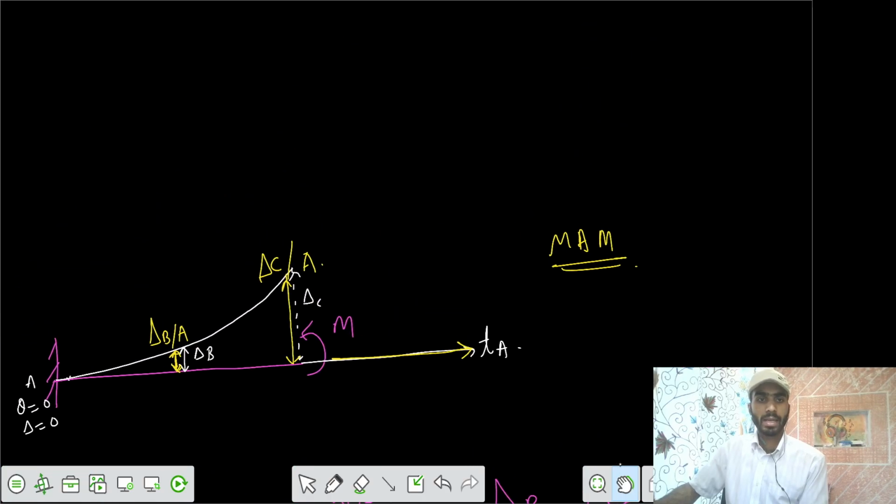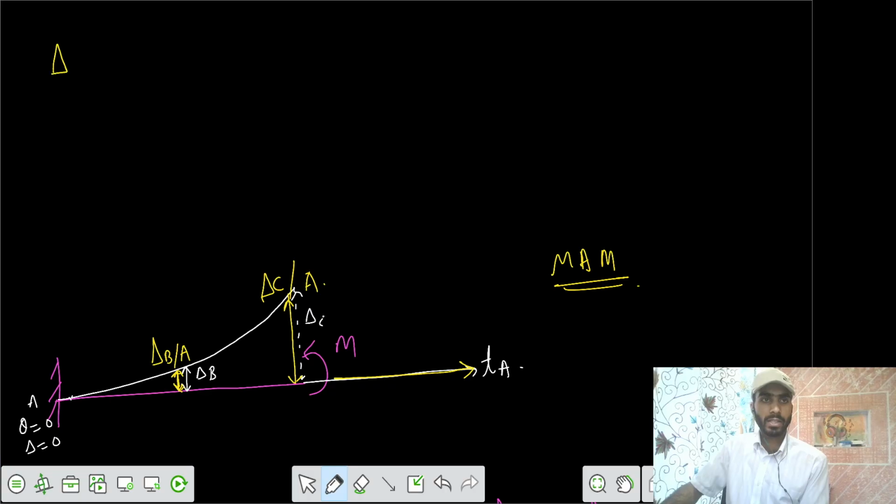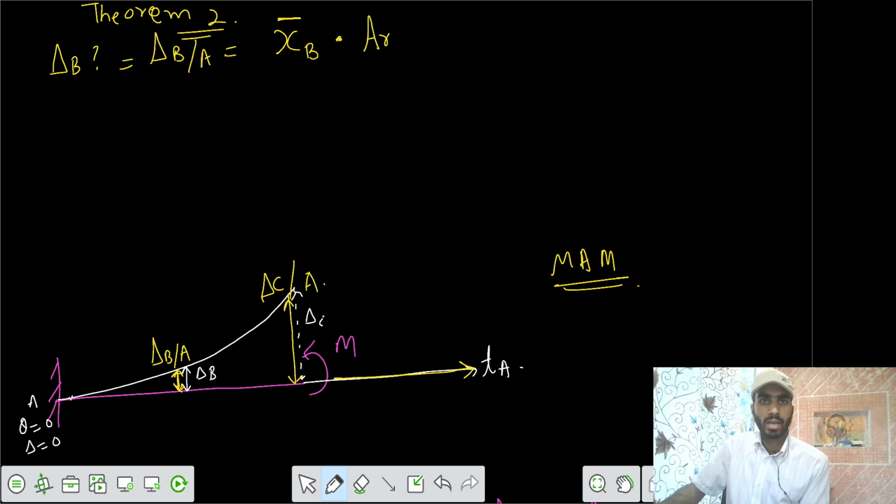Yeah, we can say that. So if you want to find the value of deflection at B, which is also called the deflection at B with respect to the tangent at A, from the moment area method theorem 2, it equals the centroid of the area between A and B about the point B. So we need to get the centroid of the area between A and B.